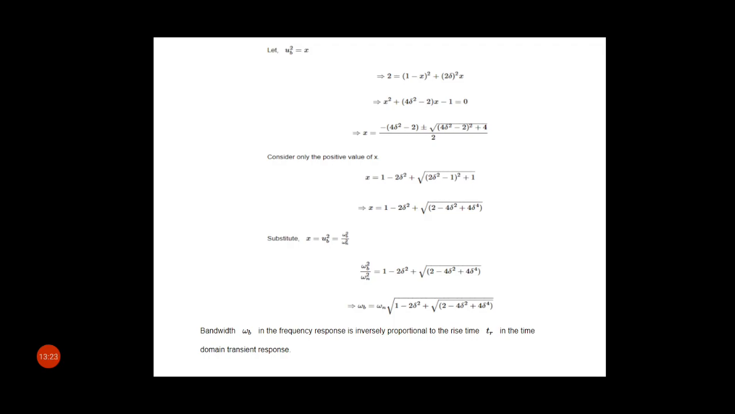So bandwidth omega_b in the frequency response is inversely proportional to the rise time T_r in the time domain transient response. So what is the bandwidth? Bandwidth omega_b in the frequency response is inversely proportional to the rise time T_r in the time domain transient response.